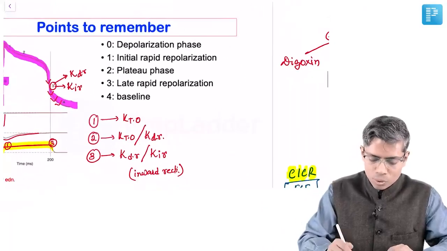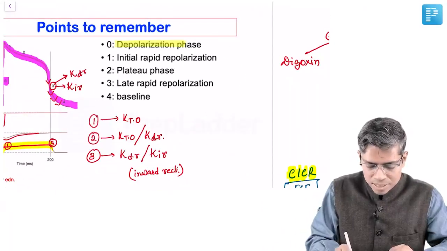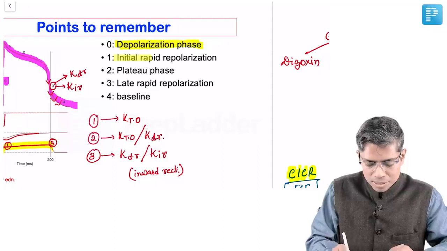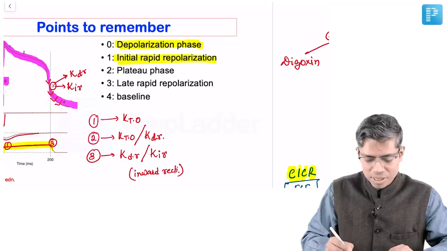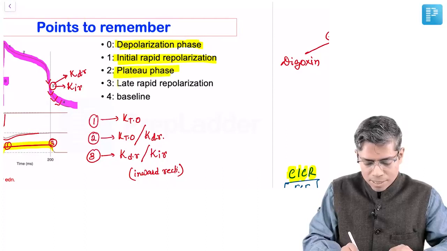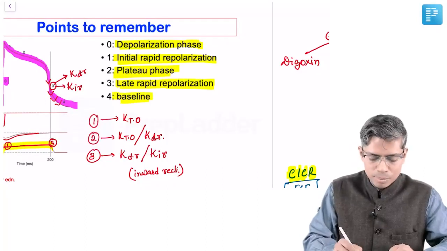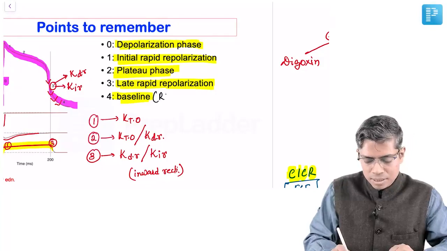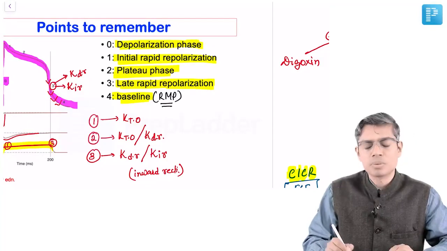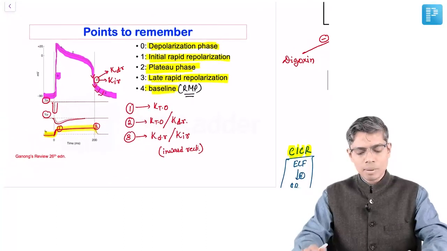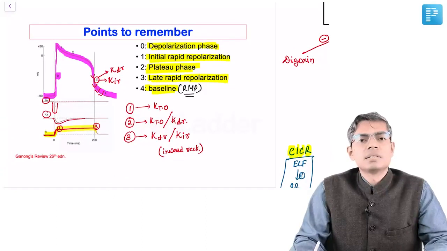And at the end, I hope you remember the name of different phases. Phase 0 is the depolarization, phase 1 is the initial rapid repolarization, phase 2 is plateau, and phase 3 is simple repolarization, and phase number 4 is nothing but the resting membrane potential or baseline. So this is all about your action potential on heart.